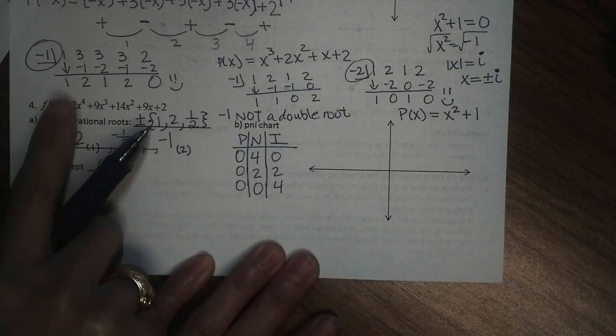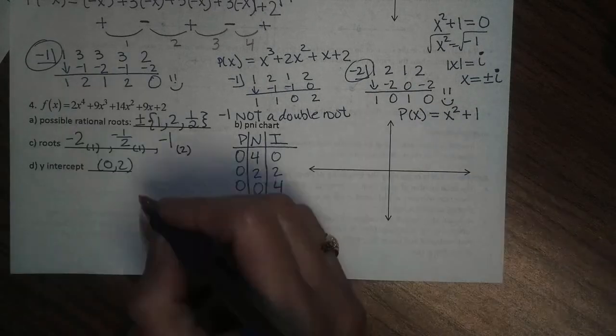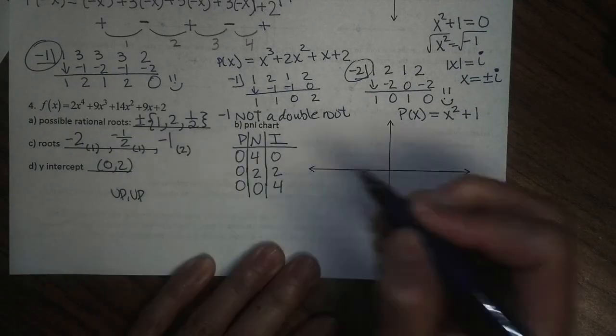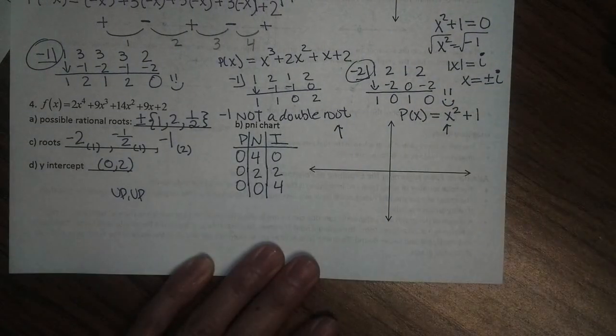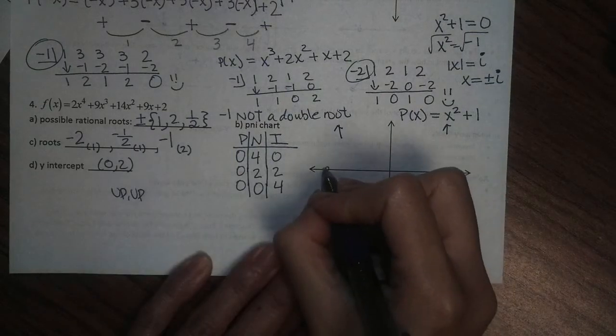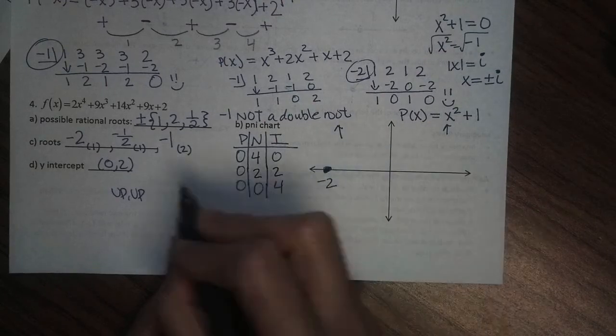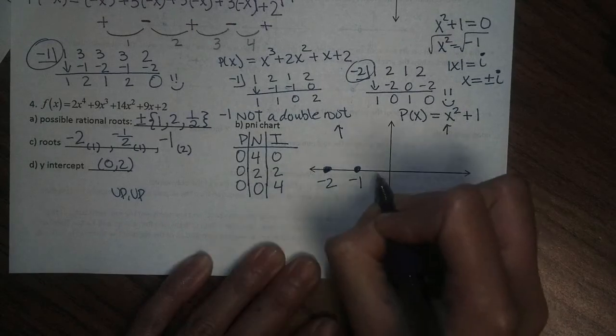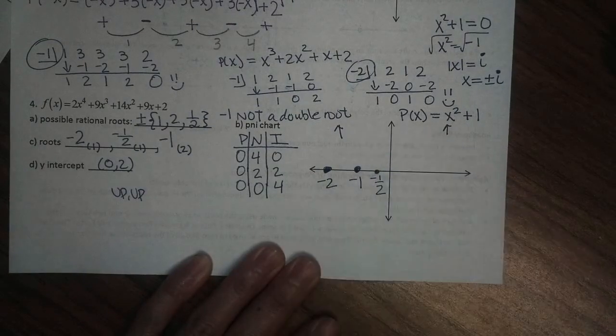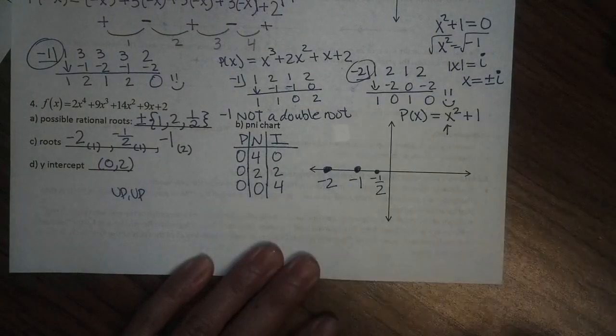Pretty much the same because the leading coefficient is positive even, so that's called up, up. Up, up. And now here's how you graph it. Graph the roots. So -2, -1, and then -1/2. Let me move my end behavior this way. So now you start sketching it.